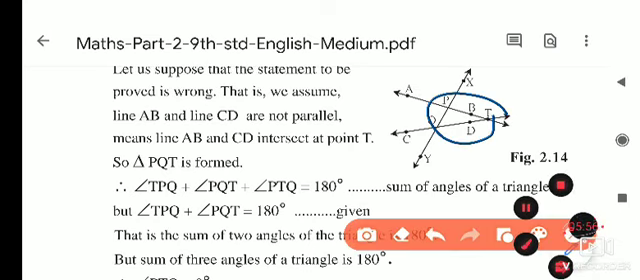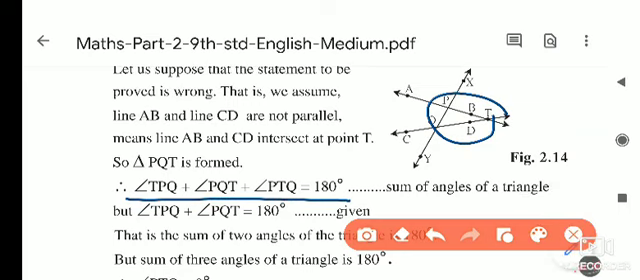180 degrees. Yes. So here all the angles of the triangle are given. Which are those angles? Angle TPQ, plus angle PQT, plus angle PTQ. The sum of these angles is equal to 180. But they gave us inside that angle TPQ and PQT together measure 180. Yes, these two angles measure 180.